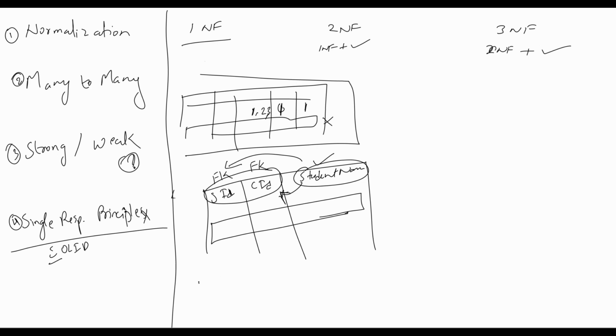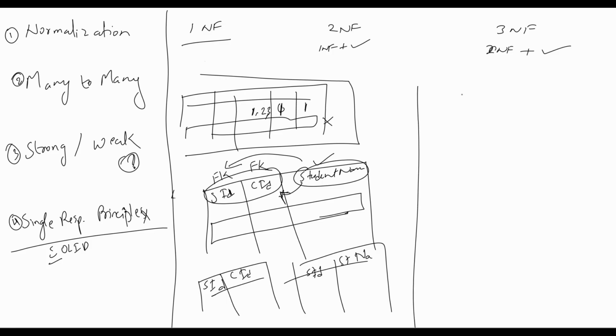So for that we must create two tables. Actually there should be an SID and CID in one, and the association of SID with student name in the other. Okay, that's 2NF.